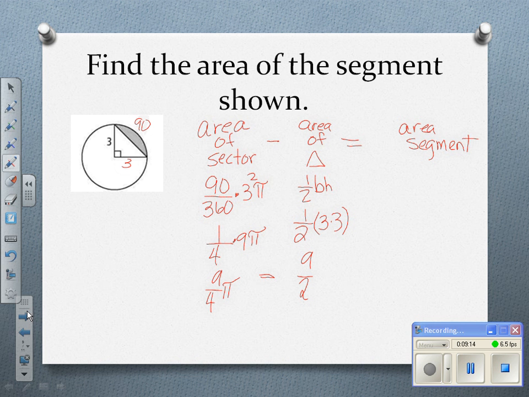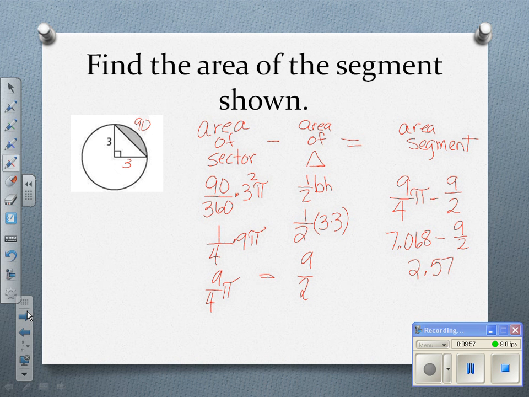Because this has pi, if we're leaving it in terms of pi, we can't combine the 9/4 pi with the 9/2, so we just say that the answer is 9/4 pi minus 9/2. If you wanted the actual measurement in decimal form, you could multiply 9/4 times pi, and that gives you about 7.068, and then subtract 9/2 from that, and we would get approximately 2.57.